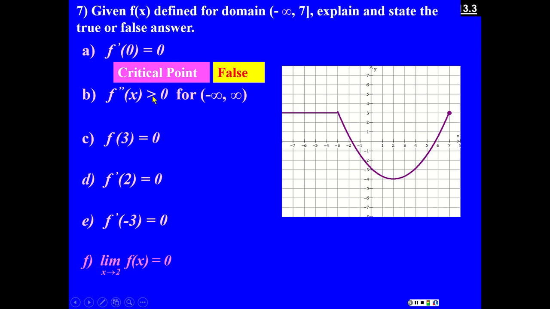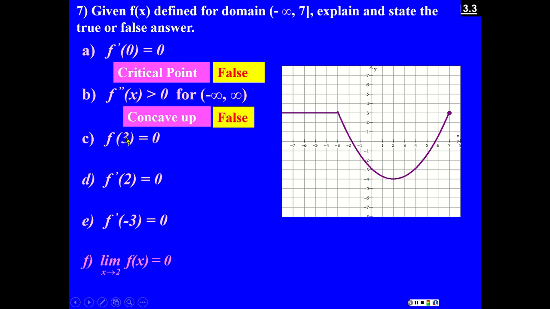Second derivative bigger than 0, concave up. But now it says concave up is from minus infinity to positive infinity. Look at your graph. Concave up is from minus 3 to 7. That is false. Part C.